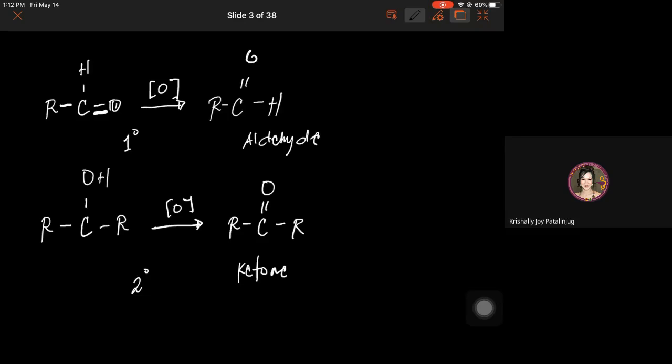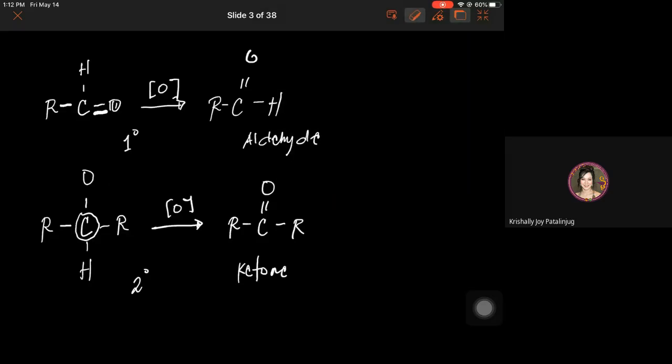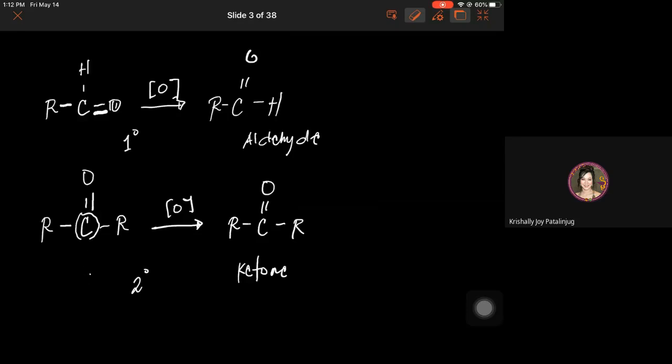So, this is a secondary alcohol. Two R groups are attached to the carbon bearing the OH. So what happened again: deprotonation of the hydrogen directly attached to oxygen, then add oxygen while simultaneously removing that remaining hydrogen. And look at the structure. That is a ketone. So that is what happens in the oxidation of primary and secondary alcohols.